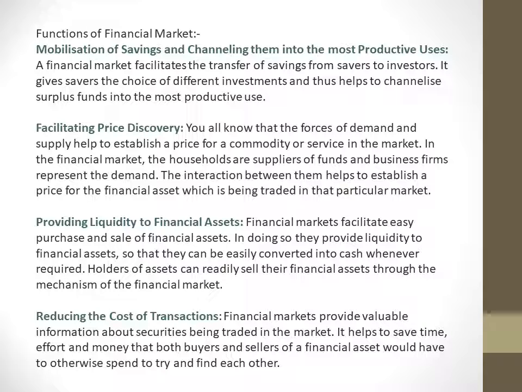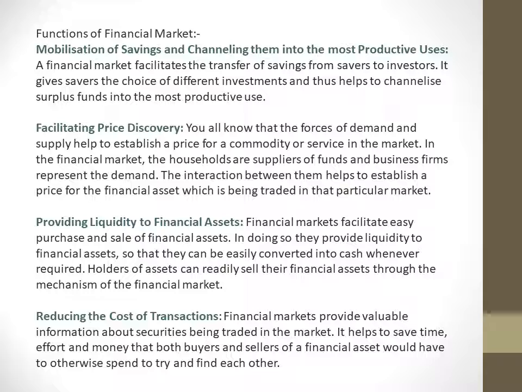Let us continue with the functions of financial market. The first function is mobilization of savings and channelizing them into productive uses. Your savings are invested into the business firm, that is, from saver to investor. The household sector is the saver, and the business sector is the investor. The financial market provides a wide choice of different investments, so the household sector can invest in various kinds of securities, which will be the kind of securities that are more productive.